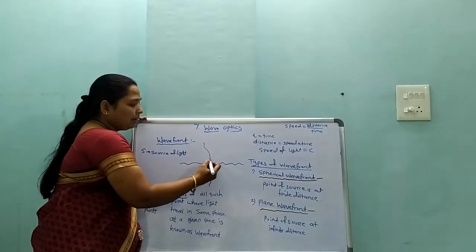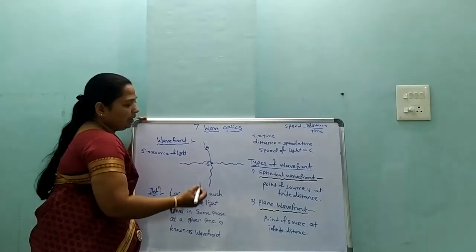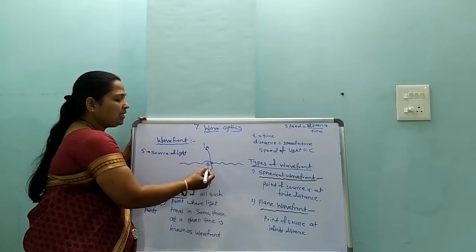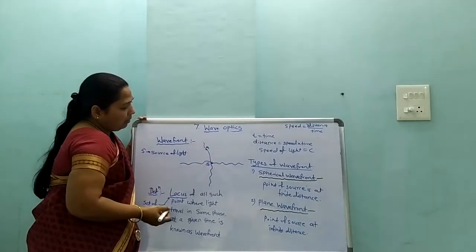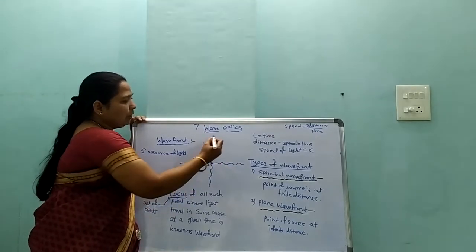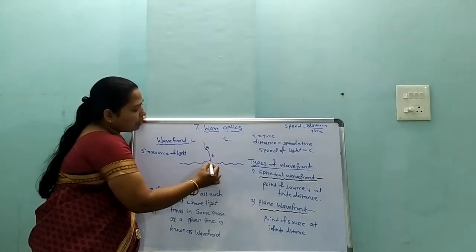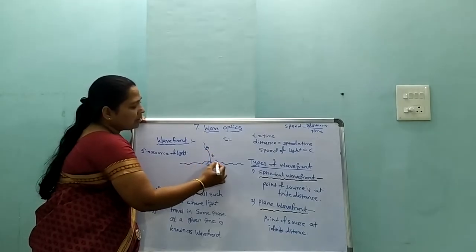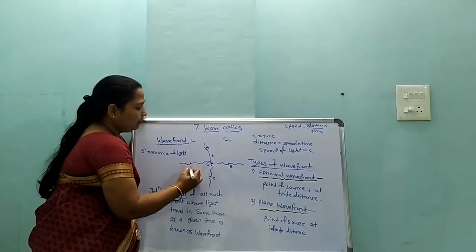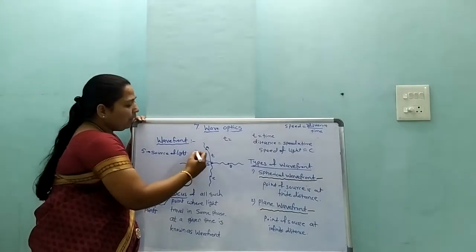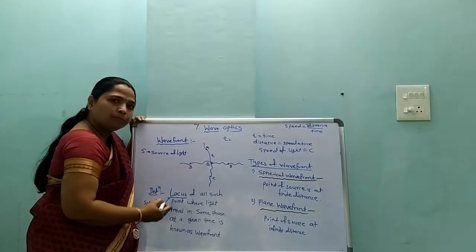At time t, the wave reaches point A. The source of light emits waves in all possible directions. At the instant of time t, the wave reaches up to point A, and in the same time it reaches points B, C and D. At time t, the waves reach points A, B, C, D.